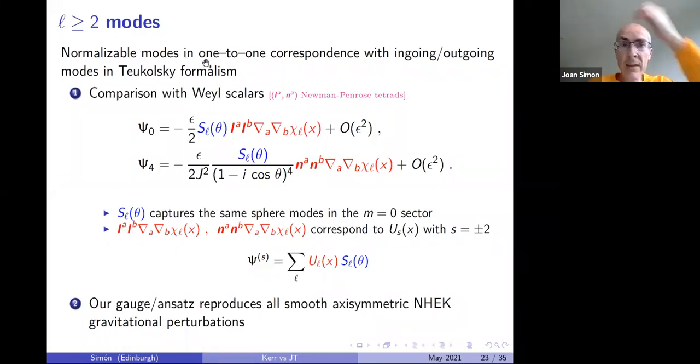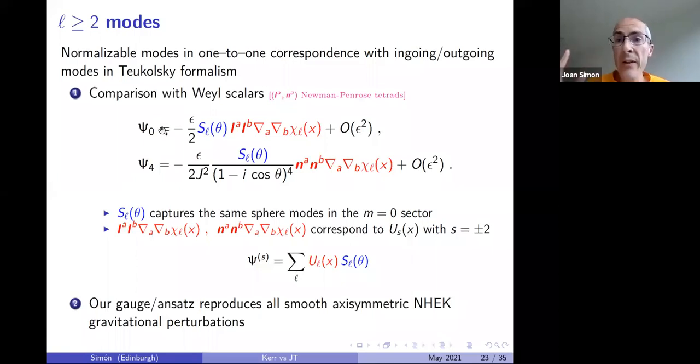So these normalizable modes can indeed be put, even though this was in our gauge, in one-to-one correspondence with the ingoing or outgoing modes in the Teukolsky formulation. And one way to try to convince you, even though this is relatively technical, so I will not be self-contained here, is that in the Teukolsky formulation, the fluctuations of Kerr or the neck are written in terms of Weyl scalars, as you may know.